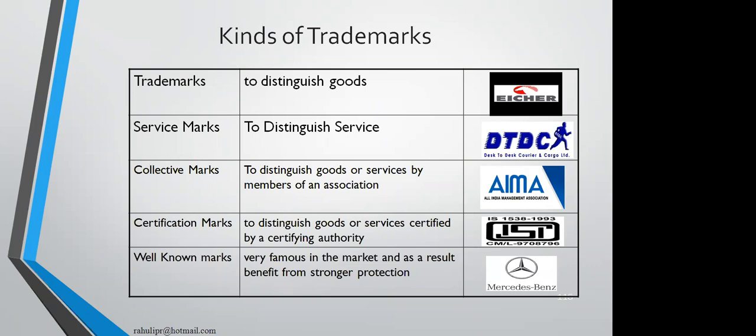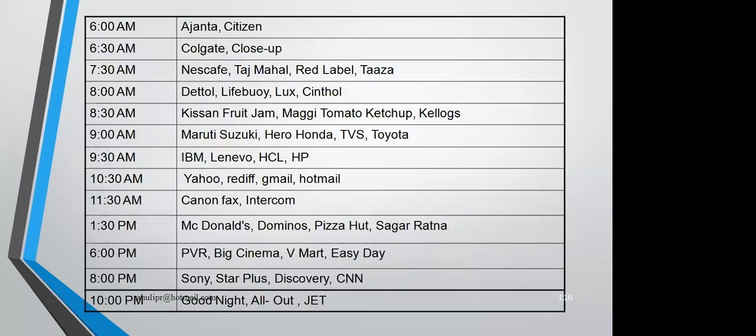Collective marks are applied for by a group or association, like the All India Management Association, All India Council of Technical Education. These all are collective marks. Certification marks are like ISI, ISO, Woolmark. These all are certification marks. Well-known marks are like Mercedes, Reliance, Godrej, Tata. These all are well-known marks.